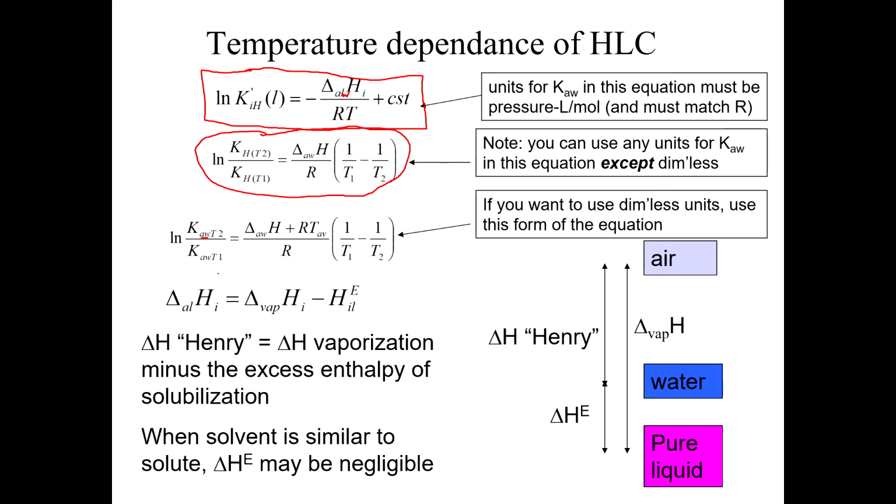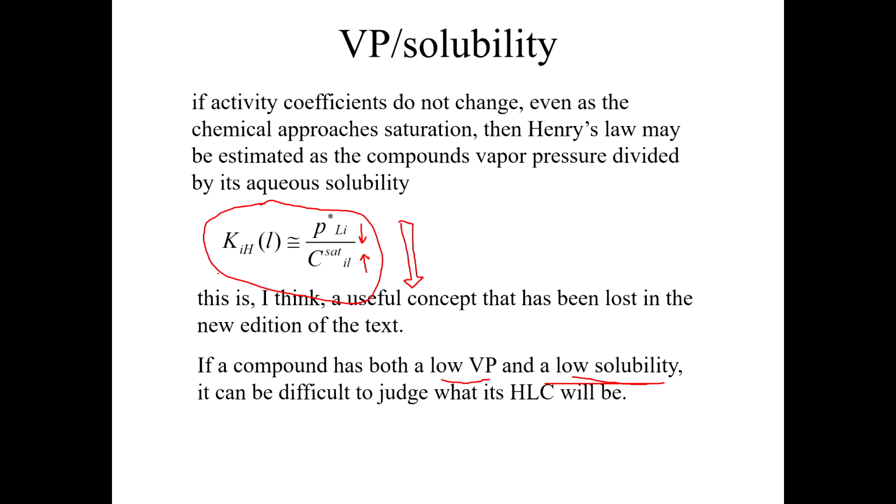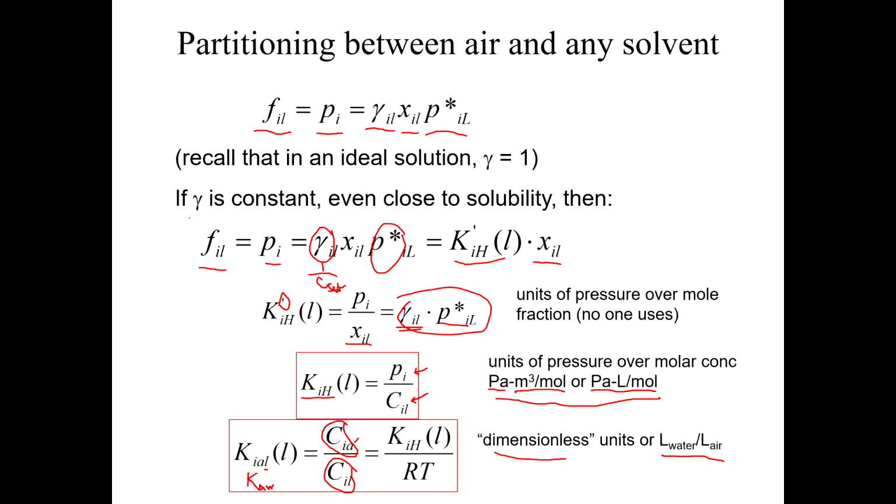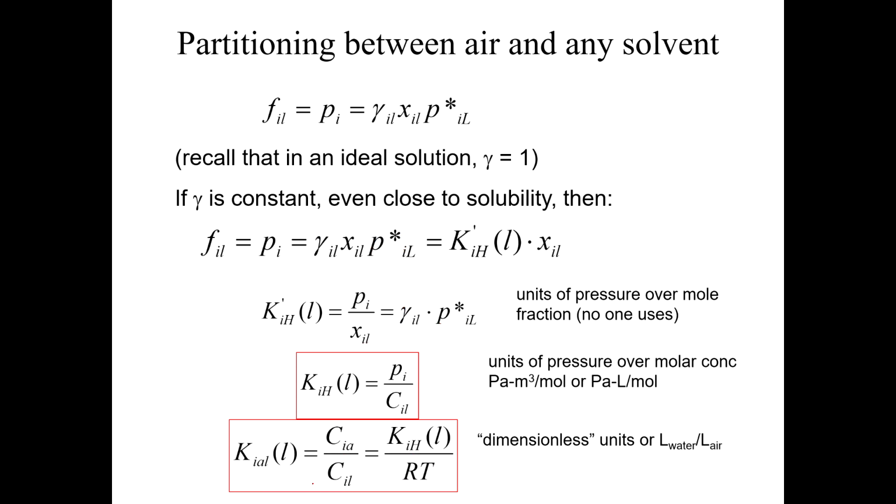Because to convert from dimensioned to dimensionless units, we have to divide by RT. So if this has pressure units, like Pascal meter cube per mole, we divide by RT to get dimensionless units over here. So we've already divided by RT. There's already an RT in here.